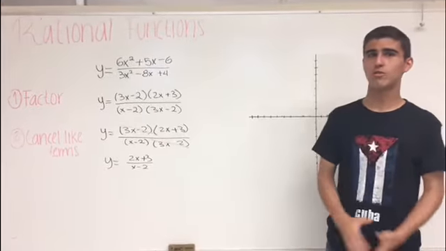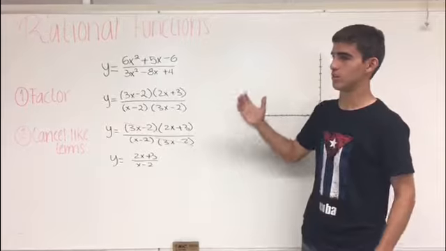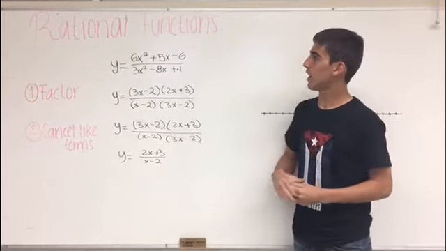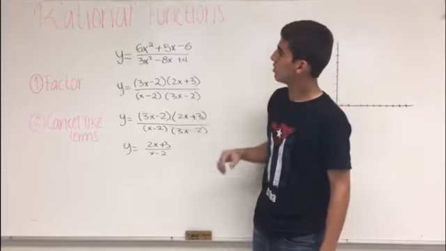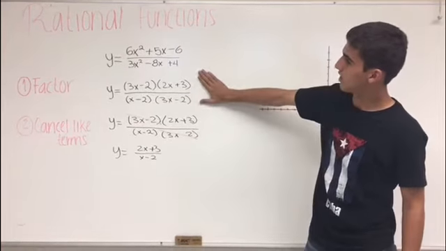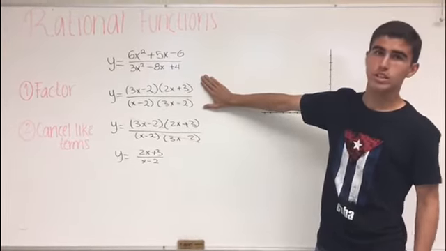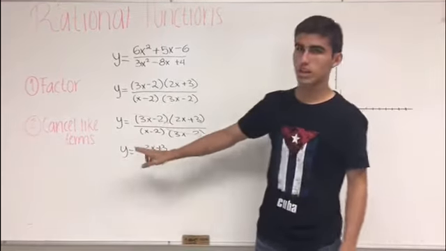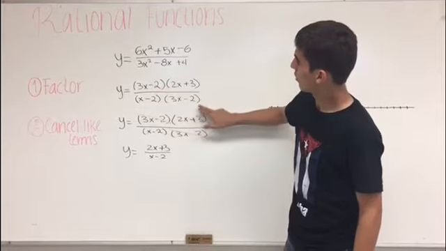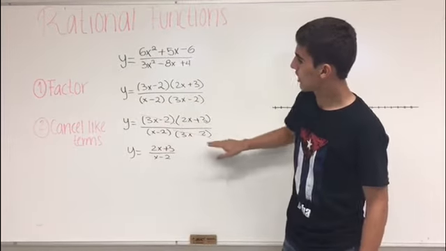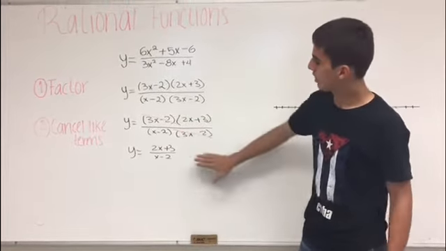Today we're going to learn how to solve and graph a rational function. In this video we have this function. First of all, we need to factor it. Once we factor, this is the result. After this, the second step is to cancel like terms. That's why we have one like term here and another one here. So we cancel them and our product is this one.